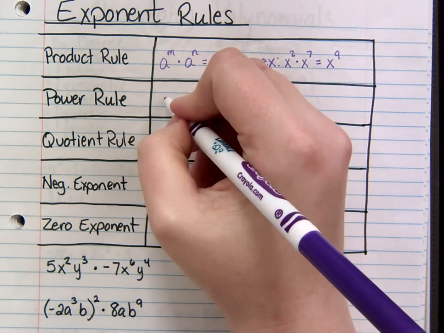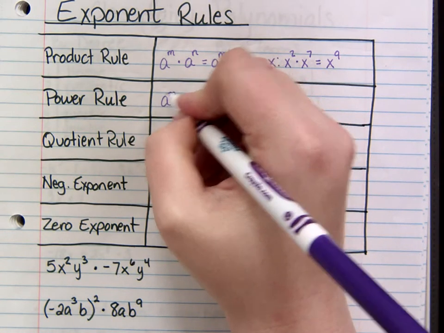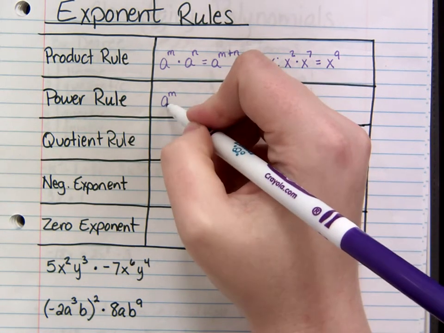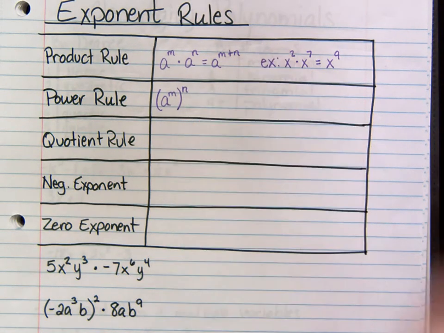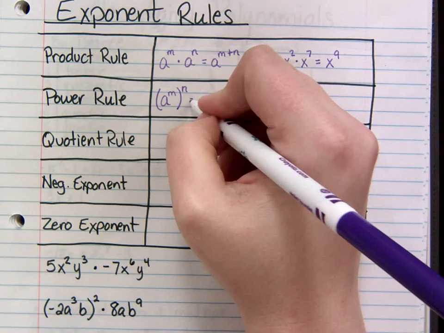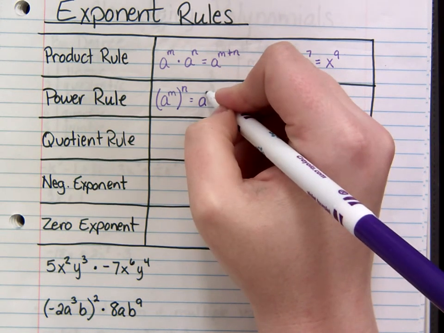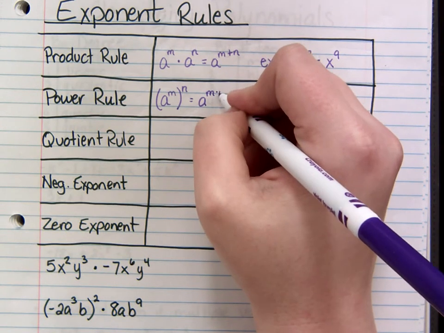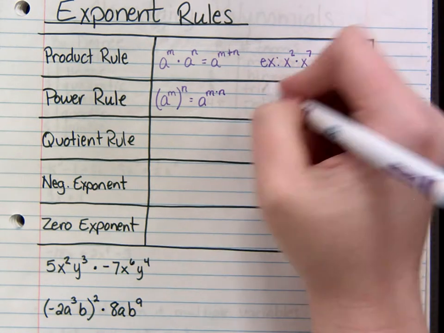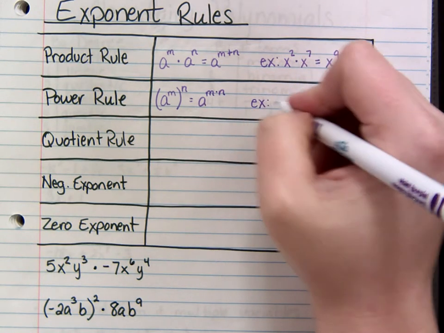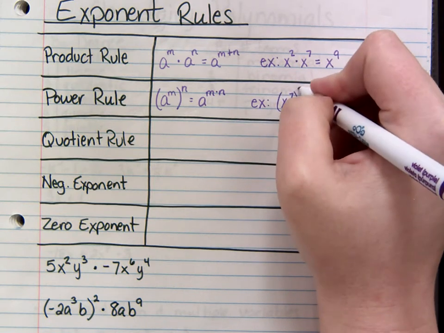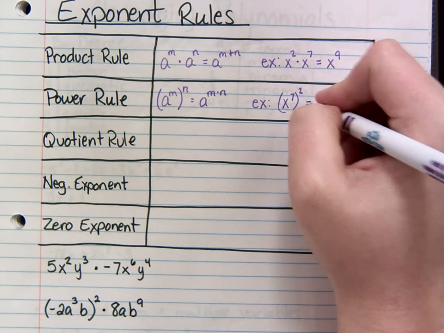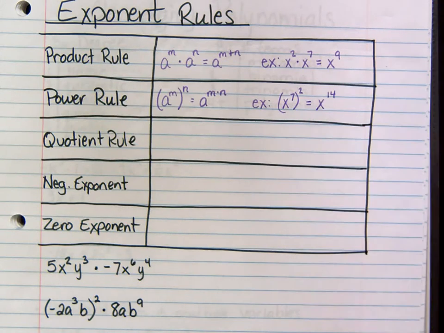The power rule is when you have some number raised to an exponent raised to another exponent. In this case, you're going to multiply your exponents. So, for example, if I had x to the 7th squared, I would get x to the 14th.